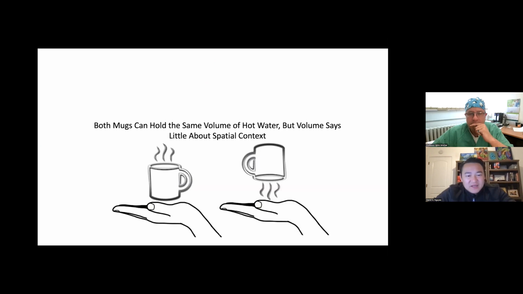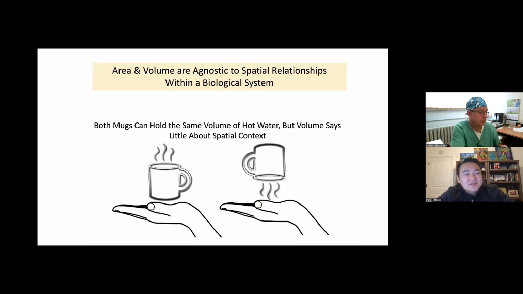Take, for example, these two coffee mugs. They're the same. I just inverted one of them. So both of these mugs can hold the same amount of hot water, but if you measure their volume, which is a popular approach to measuring liquids or three-dimensional objects, volume will tell you that these two coffee mugs are the same, meaning volume cannot tell you which hand is about to be burned with that hot water. And the reason is because volume and area and perimeter, our go-to methods for measuring spatial information, are agnostic to spatial relationships within a biological system.